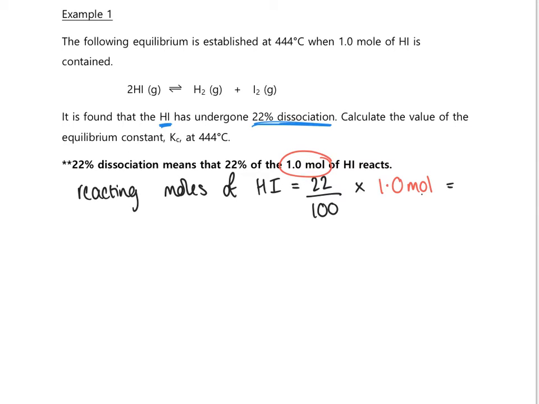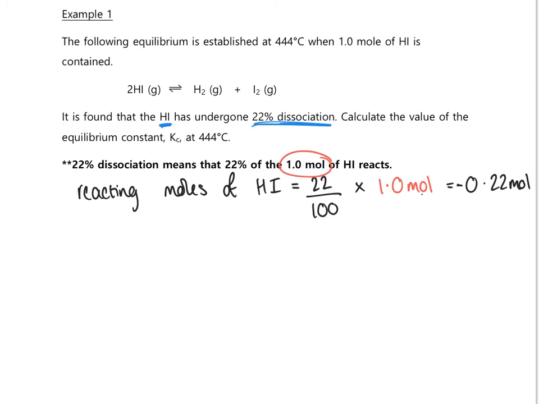So in this case it's basically converting a percentage into a decimal. So that's what my reacting moles of HI are going to be. What is our sign for reactants, reacting moles? Negative. So that means that in this reaction, minus 0.22 moles of my hydrogen iodide is used up. Once you've got to that stage, it's just exactly the same as our normal ones.